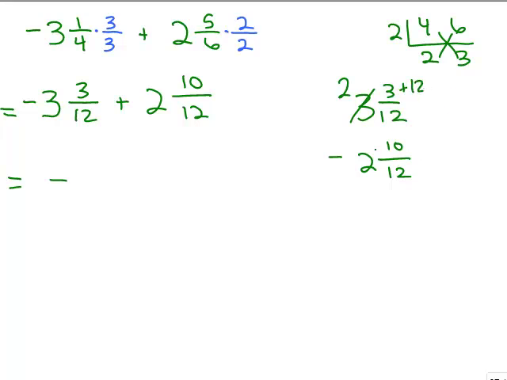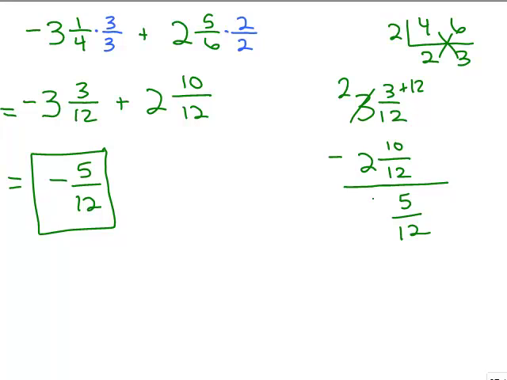You might show this differently, but that's 15/12 minus 10/12, so that's going to be 5/12. Keep in mind, 3 is the same as 2 plus 1, and 1 can be written as 12/12, so that's why this new numerator, 3 plus 12, is going to be 15. So my answer should be negative 5/12.